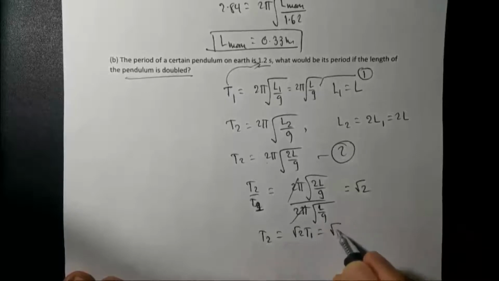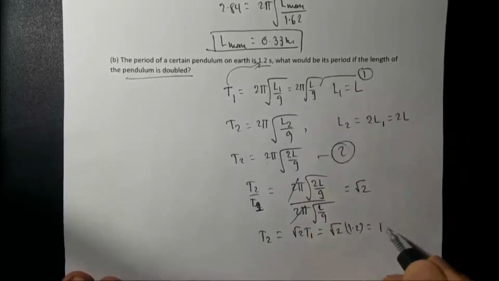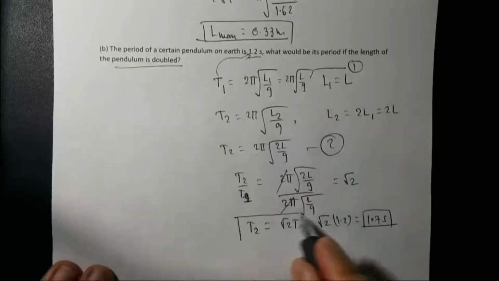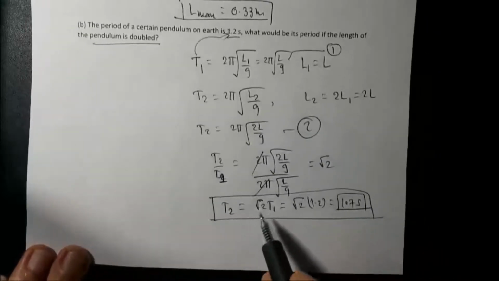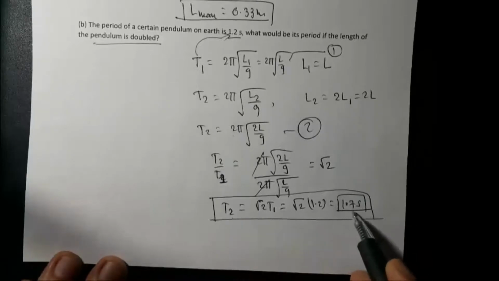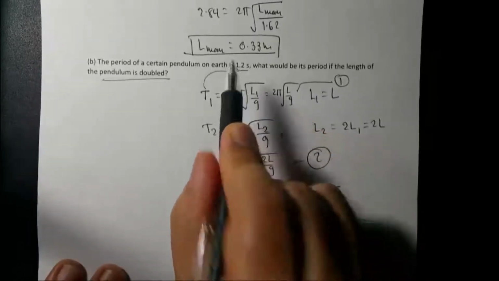That's it, square root of 2 times T1, and T1 is 1.2 seconds. So the time period will be increased like this. The time period will not increase linearly because it's a square root relation. So if you double the length, its time period will be 1.7 seconds as opposed to initially 1.2 seconds.